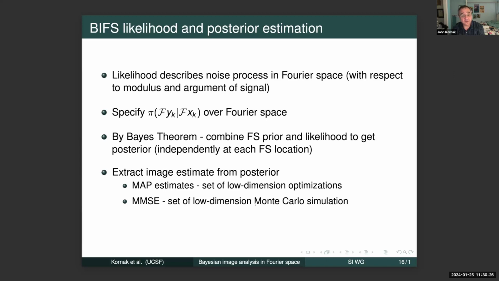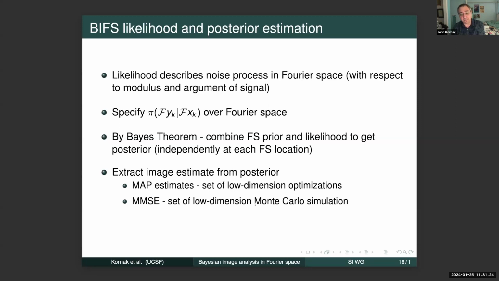Of course, we need the likelihood, and then we need to form posterior estimation. The likelihood describes the noise process in Fourier space. Now, when we talked about the original algorithm for Bayesian image analysis, we were specifying the noise in image space. So here we have to think about it in Fourier space with respect to the modulus and argument of the signal. And if you know what the distribution is in image space, you have to do some careful thinking as to how to represent that in Fourier space. We then specify this likelihood over Fourier space. I should note here, if you have spatially correlated noise, it's actually easy to get that into your likelihood too through a representation in Fourier space, much easier than it is over in image space.